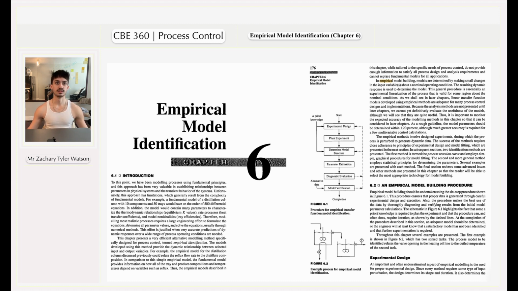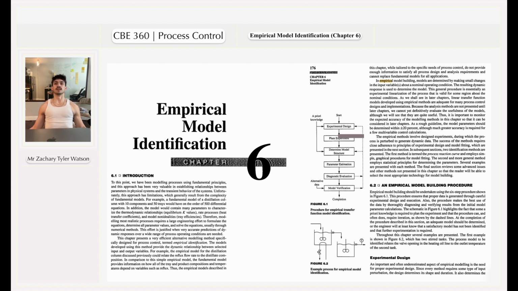Because the analysis methods are not presented until later chapters, we cannot yet definitively evaluate the usefulness of the models, although we will see that they are quite useful. Thus, it is important to monitor the expected accuracy of the modeling methods in this chapter so that it can be considered in later chapters. As a rough guideline, the model parameters should be determined within 20%, although much greater accuracy is required for a few multivariable control calculations.